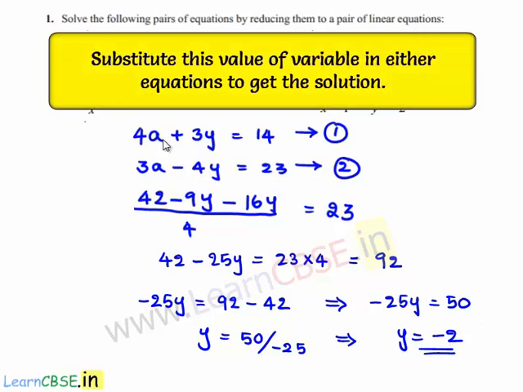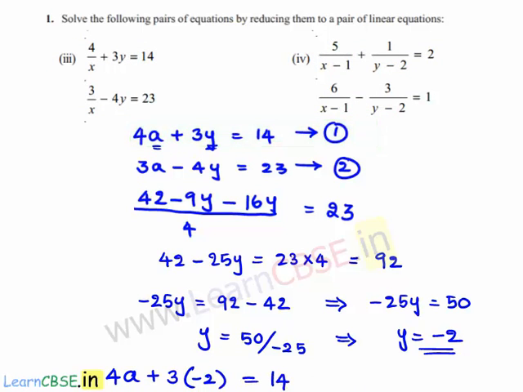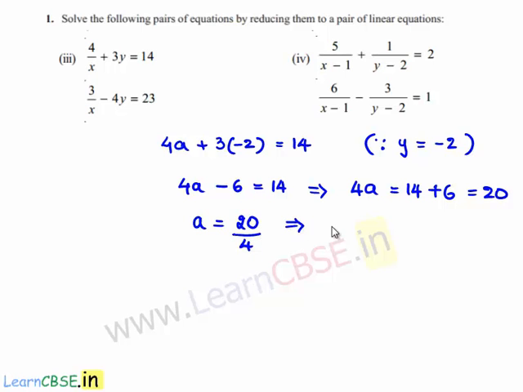In order to obtain the value of a, let us substitute y is equal to minus 2 in equation number 1. We get 4a plus 3 times y, which is 3 times minus 2, is equal to 14. So this equation becomes 4a minus 6 is equal to 14. That implies 4a is equal to 14 plus 6, which is nothing but 20. That is, a is equal to 20 divided by 4, which implies the value of a is found to be 5. So we got a as 5 and y as minus 2.